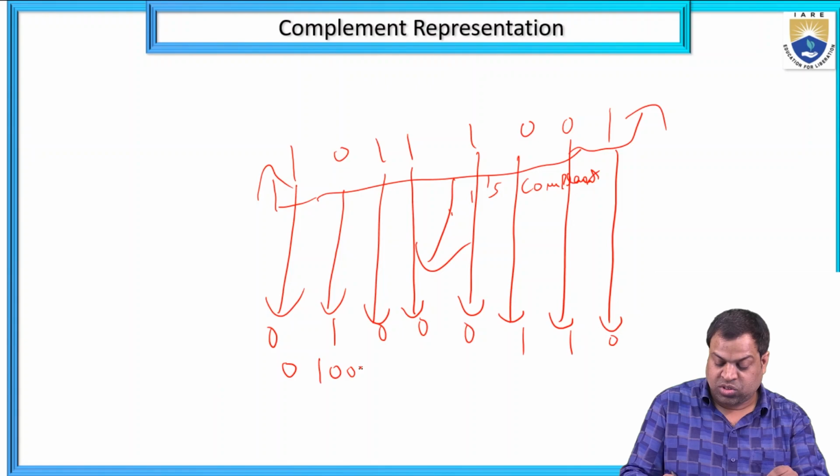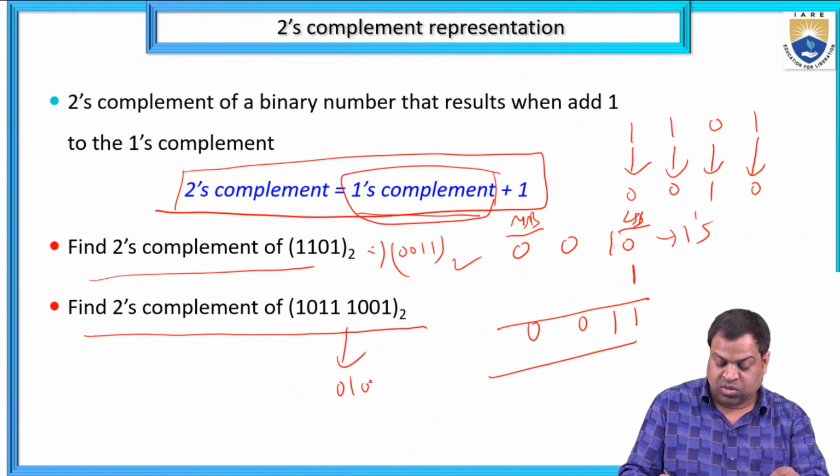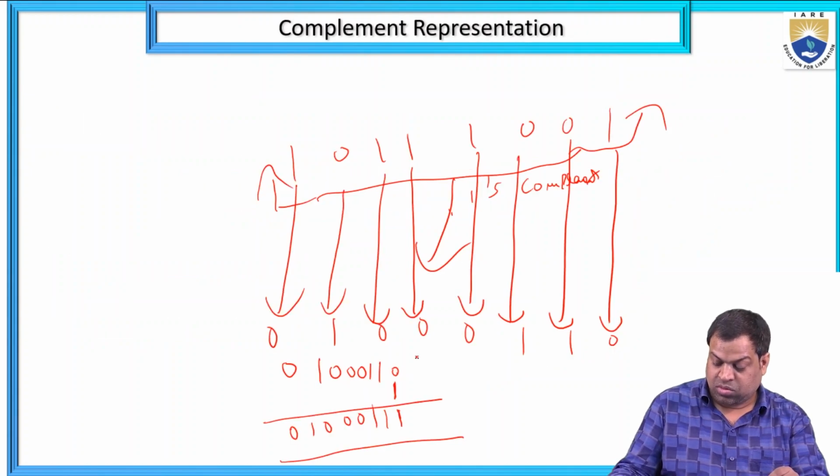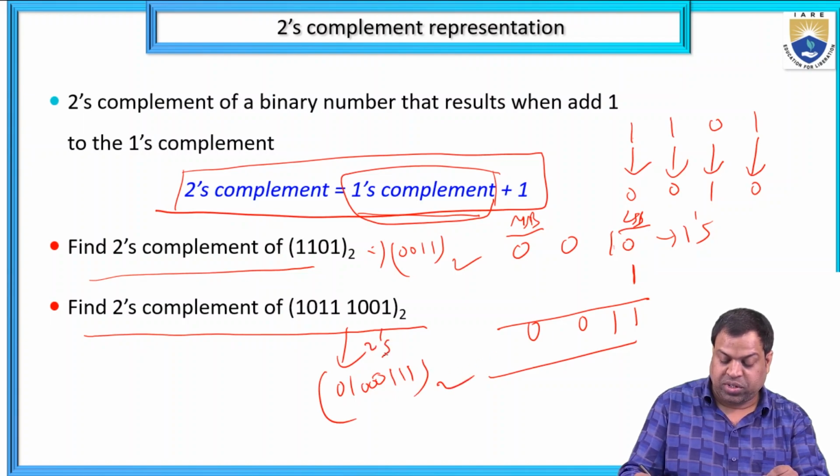0, 1, 0, 0, 0, 1, 0. We are adding plus 1 to the LSB. Least significant bit, I am adding 1. 0 plus 1, 1. Here 1 as is, 1, 0, 0, 0, 1, 0. So it is the final value 0, 1, 0, 1, 0, 0, 1, 1. It is the 2's complement of the input binary number.